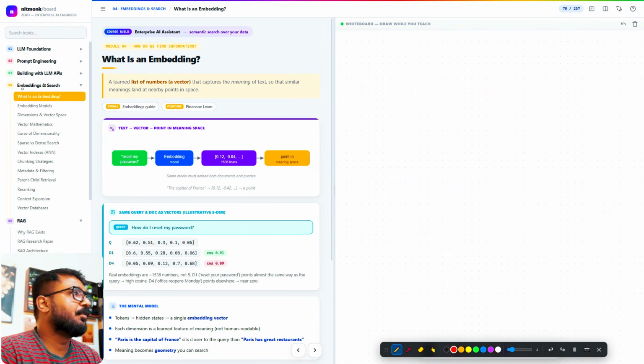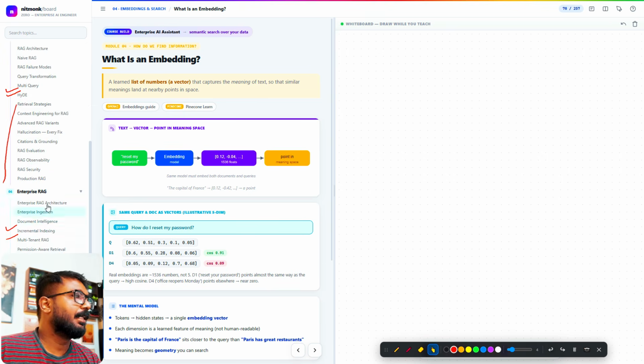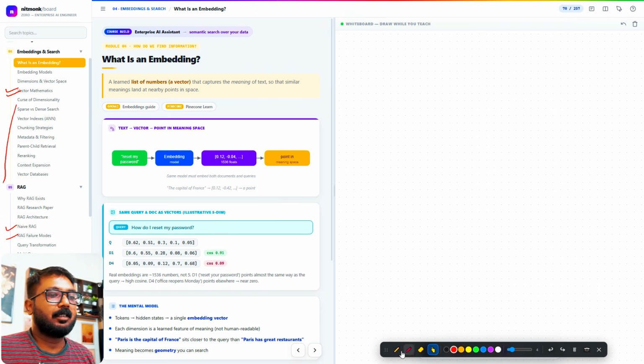Hello everyone. So in this video, we'll discuss embedding search, and we'll discuss all these things. Then we'll talk about RAG. After RAG, we'll discuss enterprise RAG, where we'll talk about enterprise architecture, ingestion, multi-tenant RAG at scale, cost engineering, and everything. So let's dive into it, and let's start with the first one, that is embeddings.